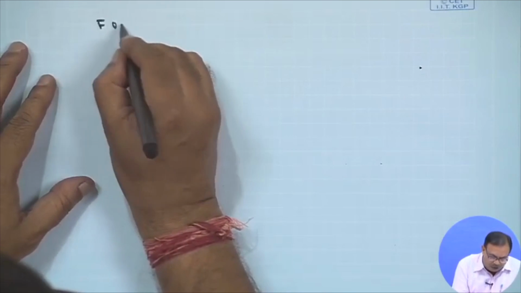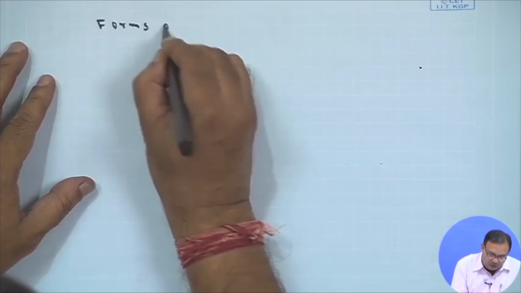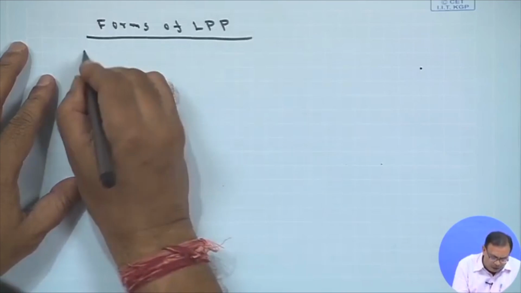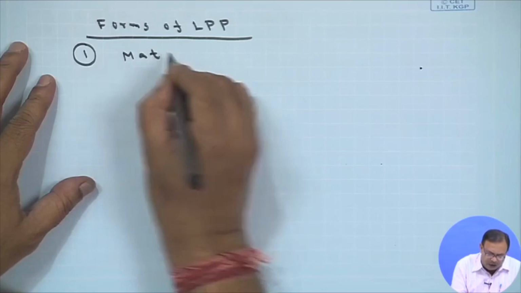Now, different forms of LPP are available. Number 1, we call it the matrix form.